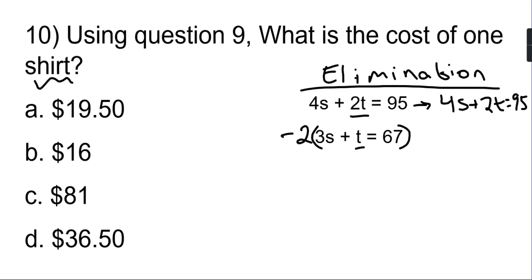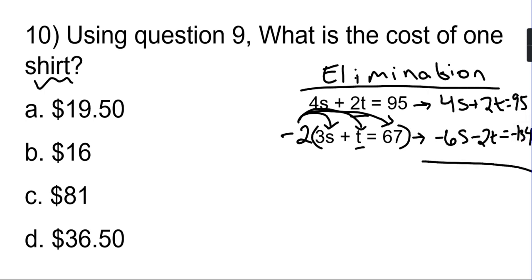I'm changing the second equation by a factor of -2. So -2 times every part of this equation on both sides. -2 times 3s, -2 times t, -2 times 67. So let me see what that's going to be. -2 times 3s is -6s. -2 times +t is -2t. -2 times 67 is -134. I'm squeezing it in here, I know, I'm sorry.